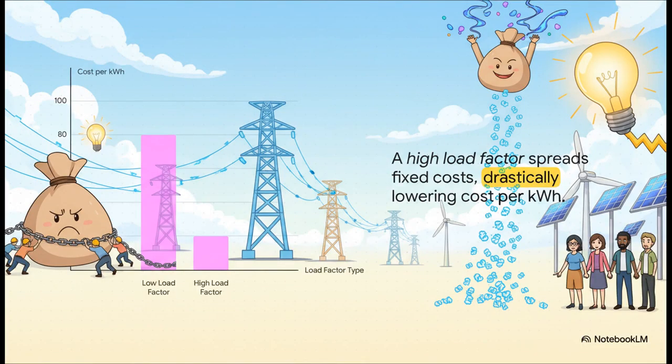And here it is. This is the big payoff. The higher the load factor, the cheaper the electricity. It's that simple. Why? Because you're spreading those enormous fixed costs, that giant mortgage payment, over way more kilowatt hours of energy. The more you run the plant, the less each one of those kilowatt hours costs to make. A low load factor, on the other hand, means you're going to have really expensive electricity.